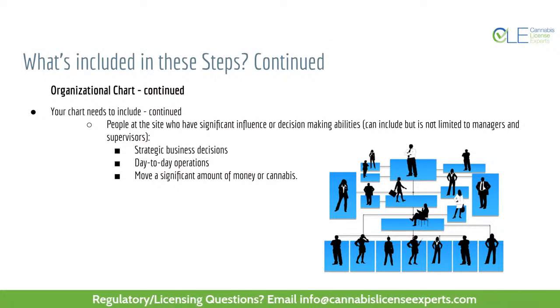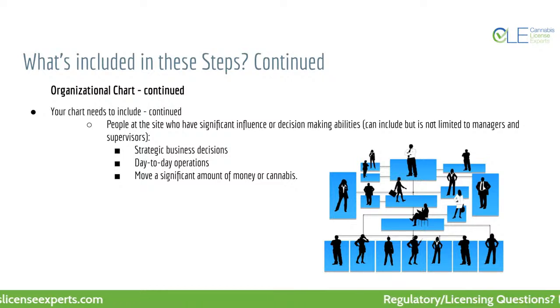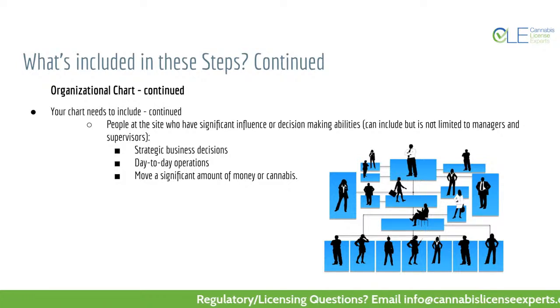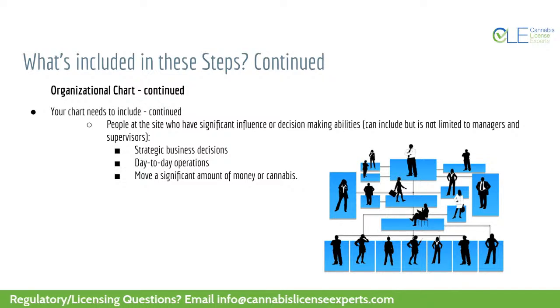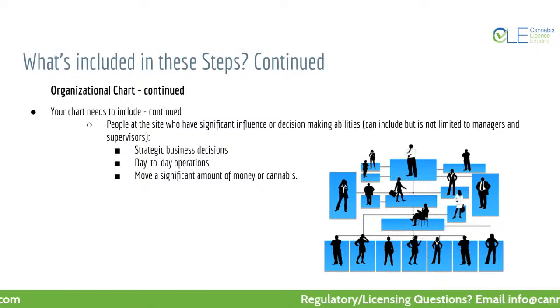Your chart will also need to include people at the site who have a significant influence or decision-making capabilities. This can include, but is not limited to, managers and supervisors. It also includes anyone who has influence and power over strategic business decisions, day-to-day operations, or the ability to move a significant amount of money or cannabis through your organization.